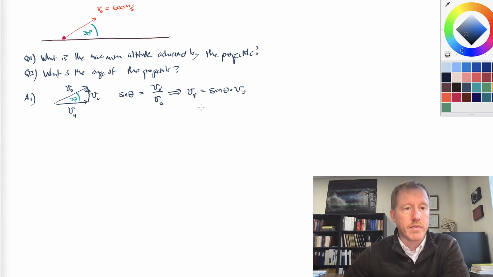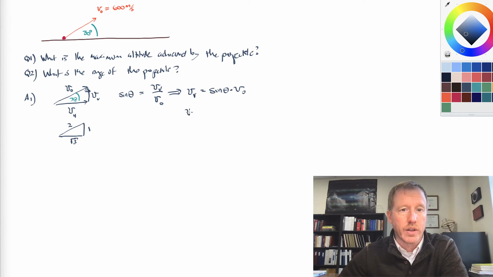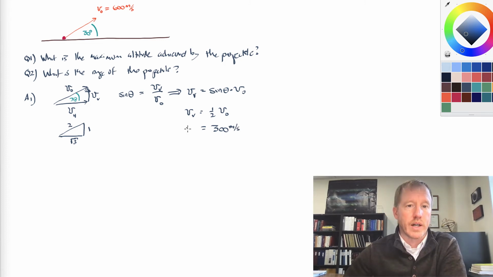Now keep in mind, if this is a 30, 60, 90 triangle, let me remind you of the properties of a 30, 60, 90 triangle. The length of the sides is 1 to 2 to root 3. That's the ratio of the sides. So sine of 30 degrees is 1 over 2, opposite over hypotenuse is 1/2. In other words, the vertical velocity is going to be 1/2 of the hypotenuse length, or since the hypotenuse is 600 meters per second, the vertical component of the velocity is 300 meters per second. So that's going to be an important piece of information. Now we know how fast it's being thrown upward.